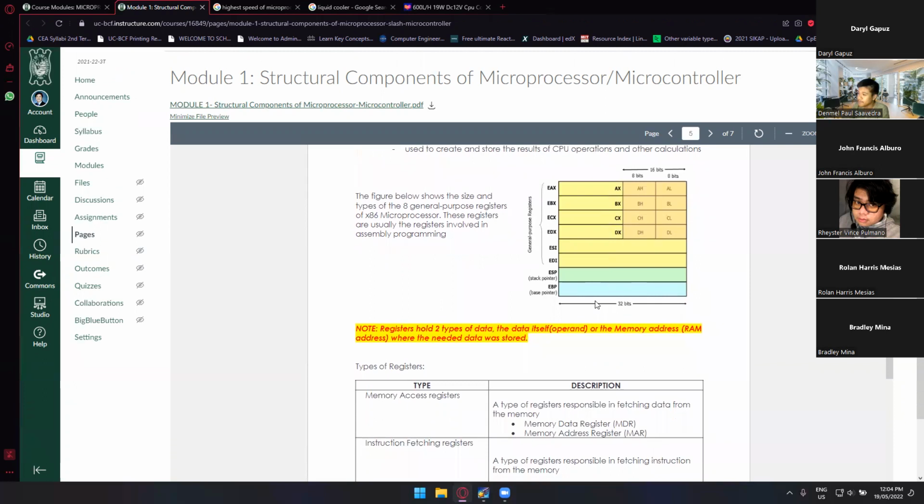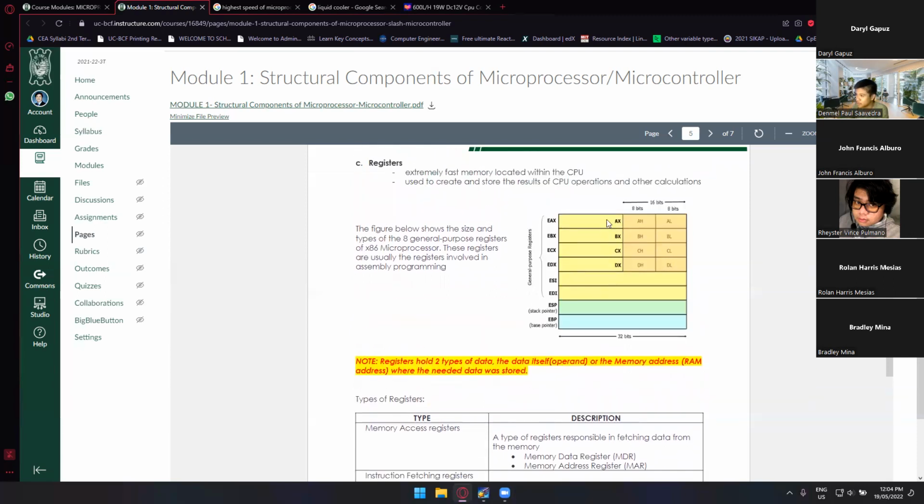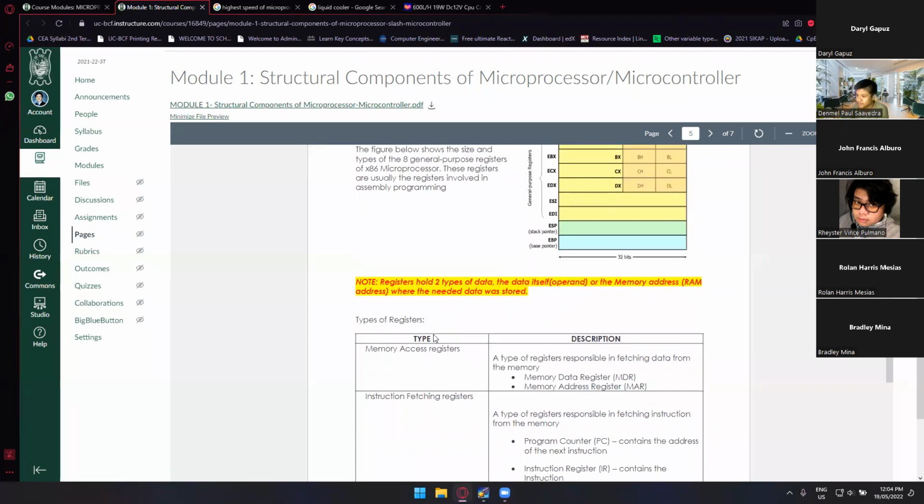So we have 3 parts right here for this 32-bit microprocessor, or sometimes we call this one x86 microprocessor. The first one is the base pointer. The second one is the stack pointer, and then the rest, EAX up to EDI, is the one that we're calling general purpose registers. So we will explain those parts here one by one.